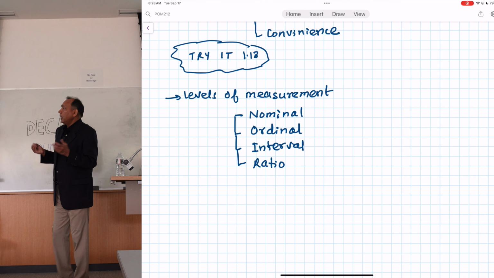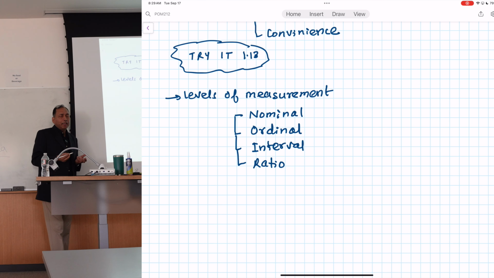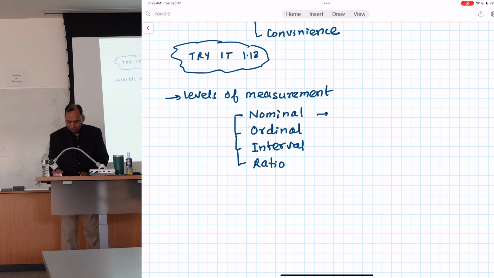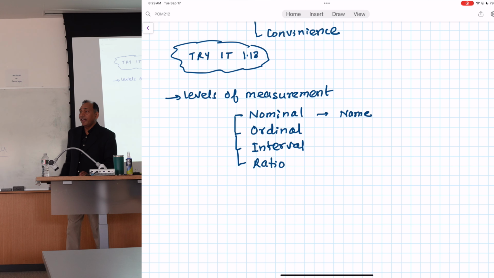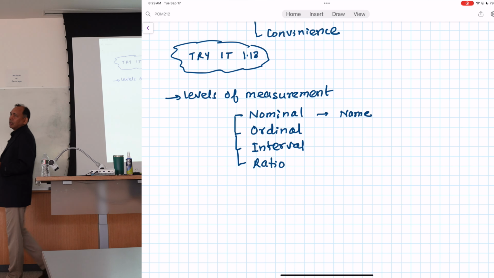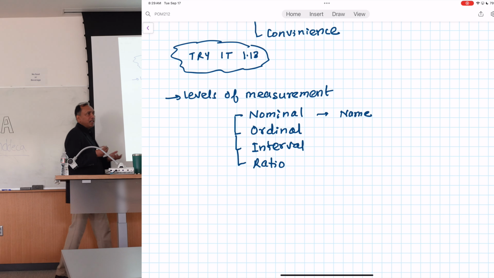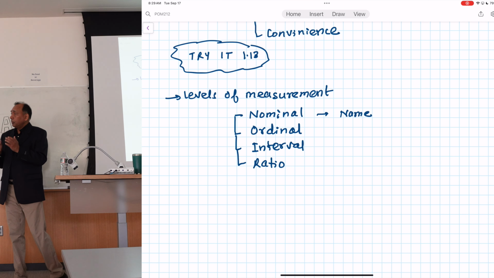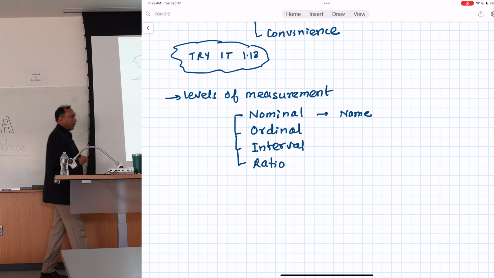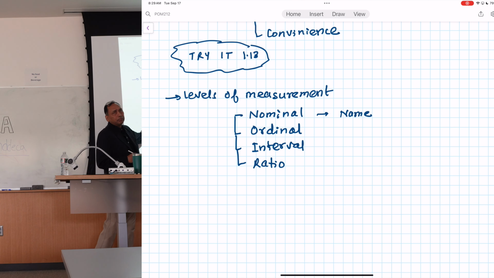Nominal data is basically the simplest form of data. Name of people, name of things is an example of nominal data. So it's basically categorical data or qualitative data, which can be put in different categories sometimes, but it's just a name.